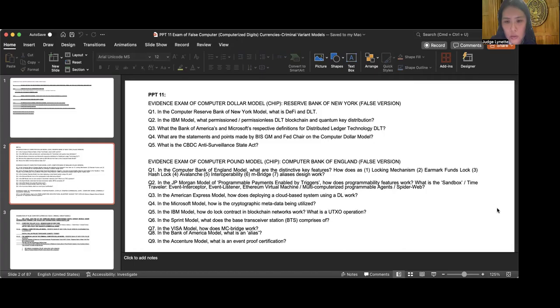What is a UTXO operation? Question 6, in the Sprint model, what does the base receiver station BTS comprise of? Question 7, in the Visa model, how does MC bridge work? Question 8, in the Bank of America model, what is an alias? And question 9, in the Essential model, what is an event-proof certification?